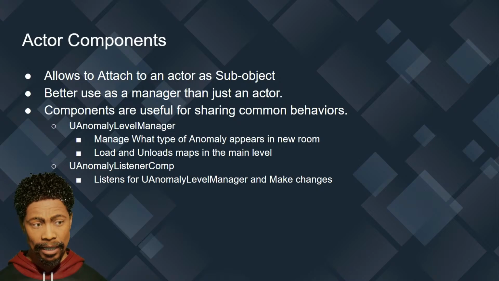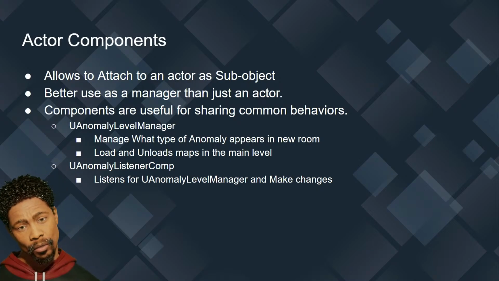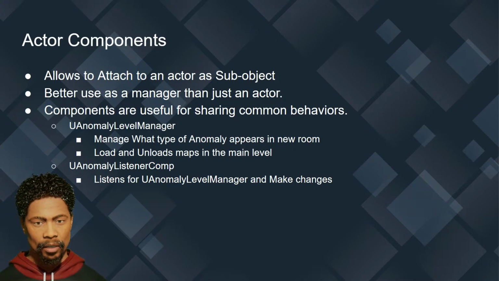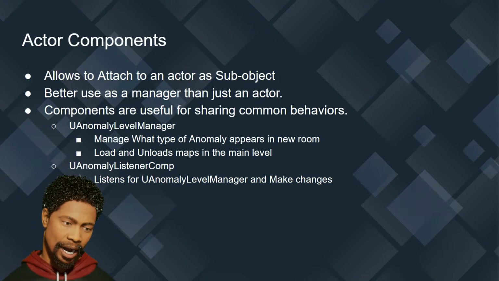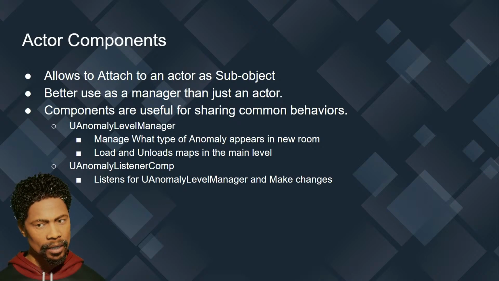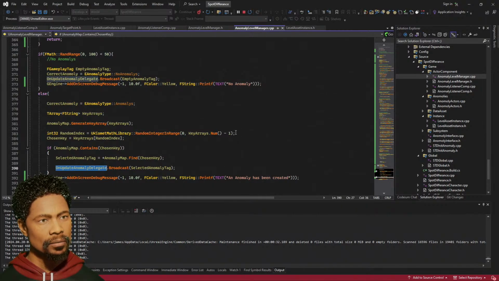I'm just getting started. The two components I made are the anomaly level manager, which is straightforward. It manages what type of anomaly appears in the new room, and loads and unloads maps in the main map. That's basically it. I can go over that a bit. So here's the level manager, and if I can get the header of the level manager, that will probably be a bit more manageable.